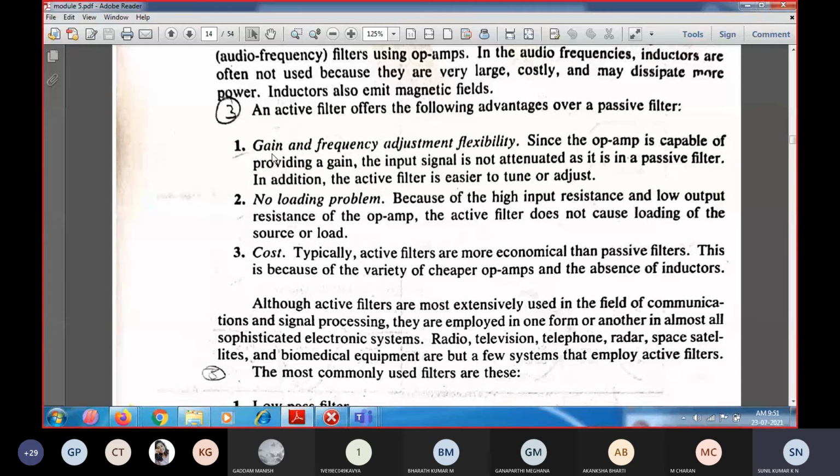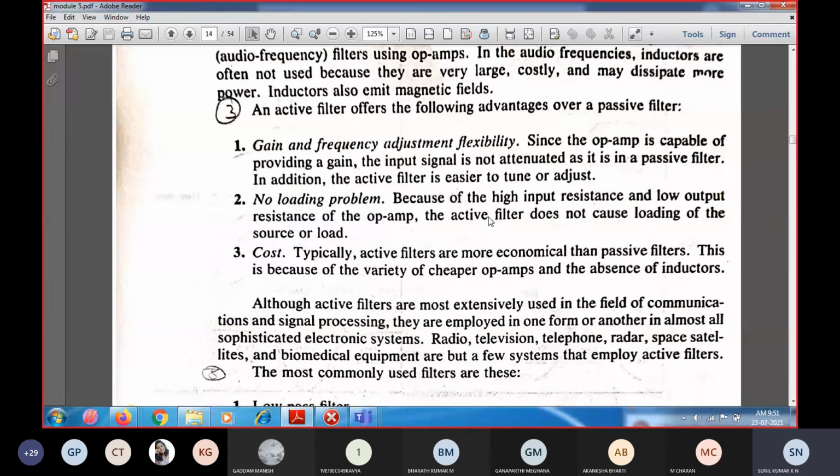Whereas with active components, if I use an op amp as well as a transistor in the filter design, then obviously you can increase the gain by varying the feedback path or resistance, and you can adjust the frequency. Flexibility is given in the active filter. Since the op amp is capable of providing gain, the input signal is not attenuated as it is in the passive filter.